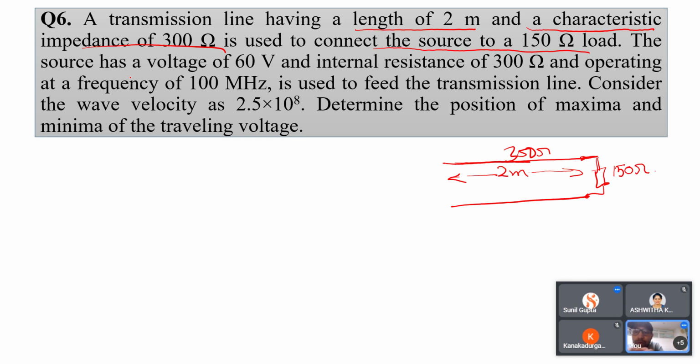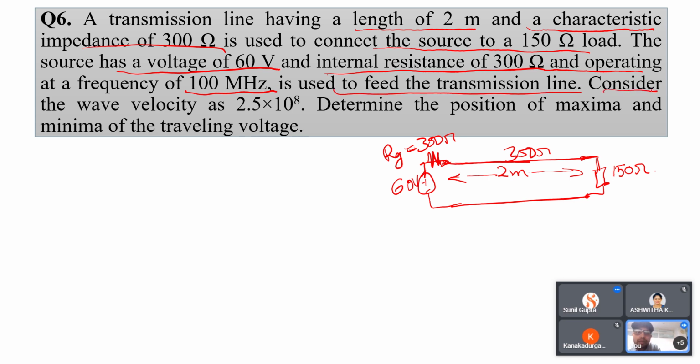The source has a voltage of, so here is the source basically, having a voltage of 60 volt and an internal resistance of 300 ohm. So here is the internal resistance of the source, which is equal to Rg. The operating frequency of 100 megahertz is used to feed the transmission line. Consider the wave velocity is this much. Determine the position of maxima and minima of the traveling voltage.